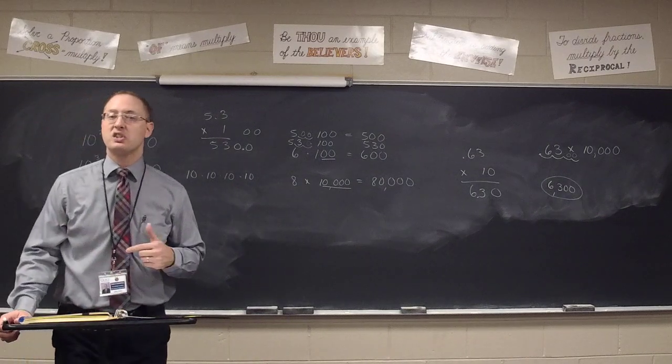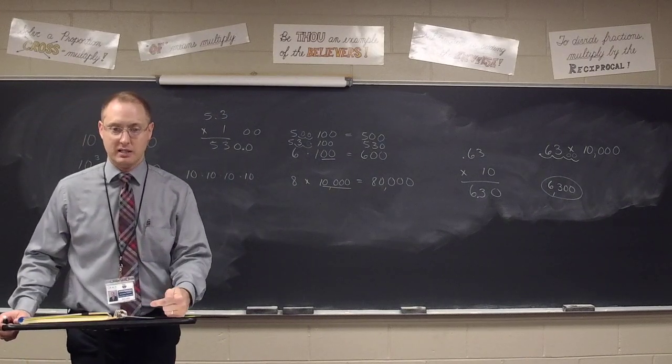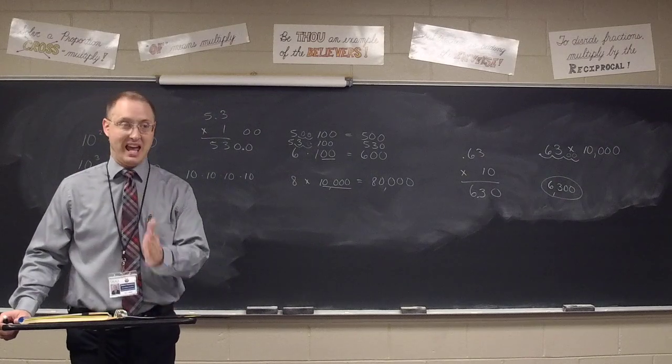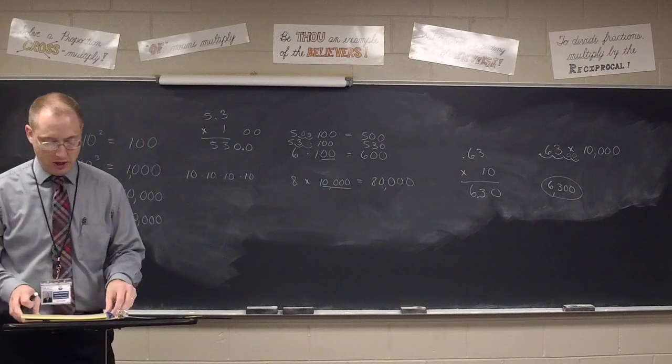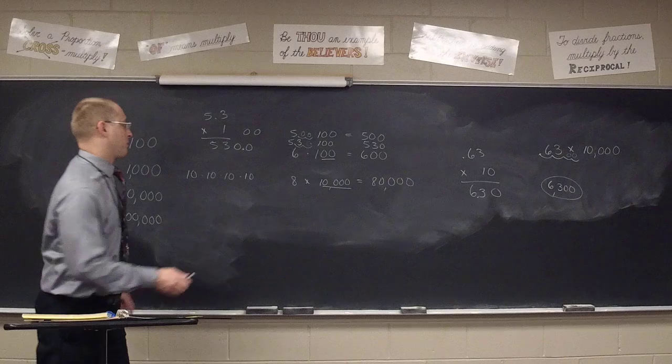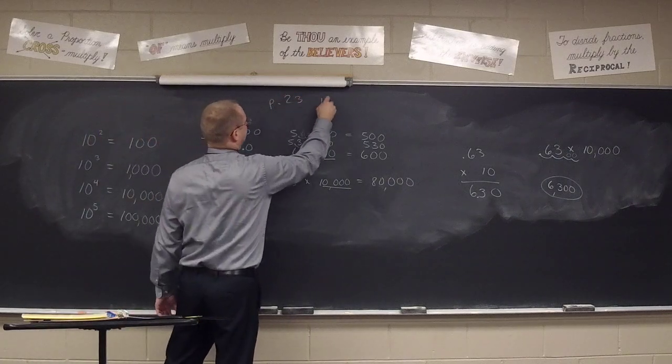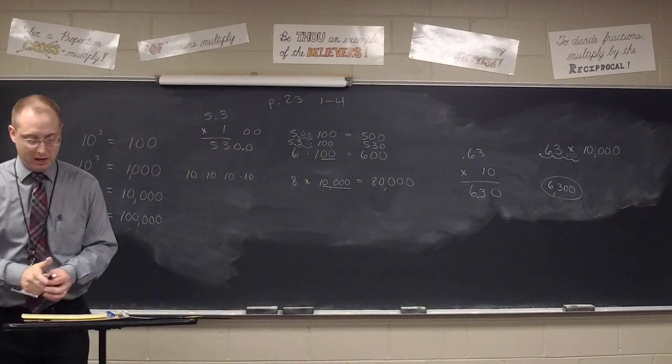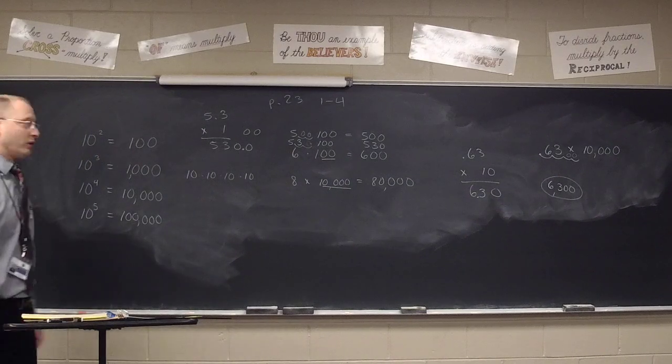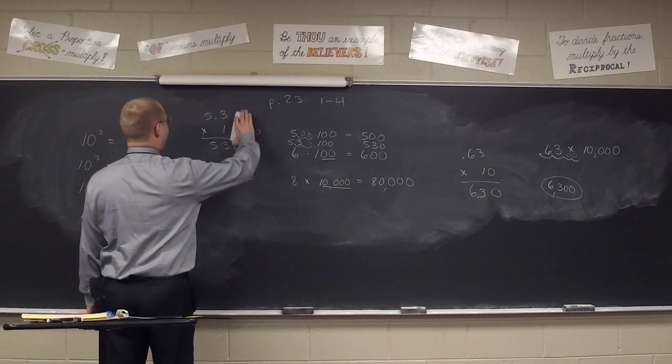Remember, if you don't see a decimal, where is it? Behind the number, at the end of the number. I want you to do the first box on page 23. So page 23, numbers 1 through 4. I want to get this shortcut nailed down so we can be uber fast.